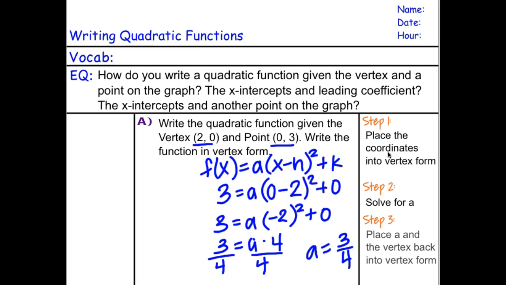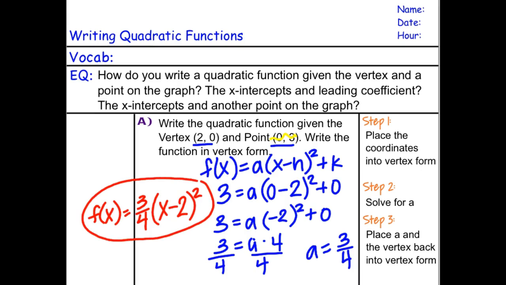The last step then is to place a and the vertex back into vertex form. We no longer need the point, so we can go f of x or y, we're going to use f of x, equals our a value, which is 3/4. And then we replace x back in there, x minus our h of 2 squared plus 0. You can put it in if you want, not totally necessary. So there is our equation. f of x equals 3/4 times x minus 2 squared.